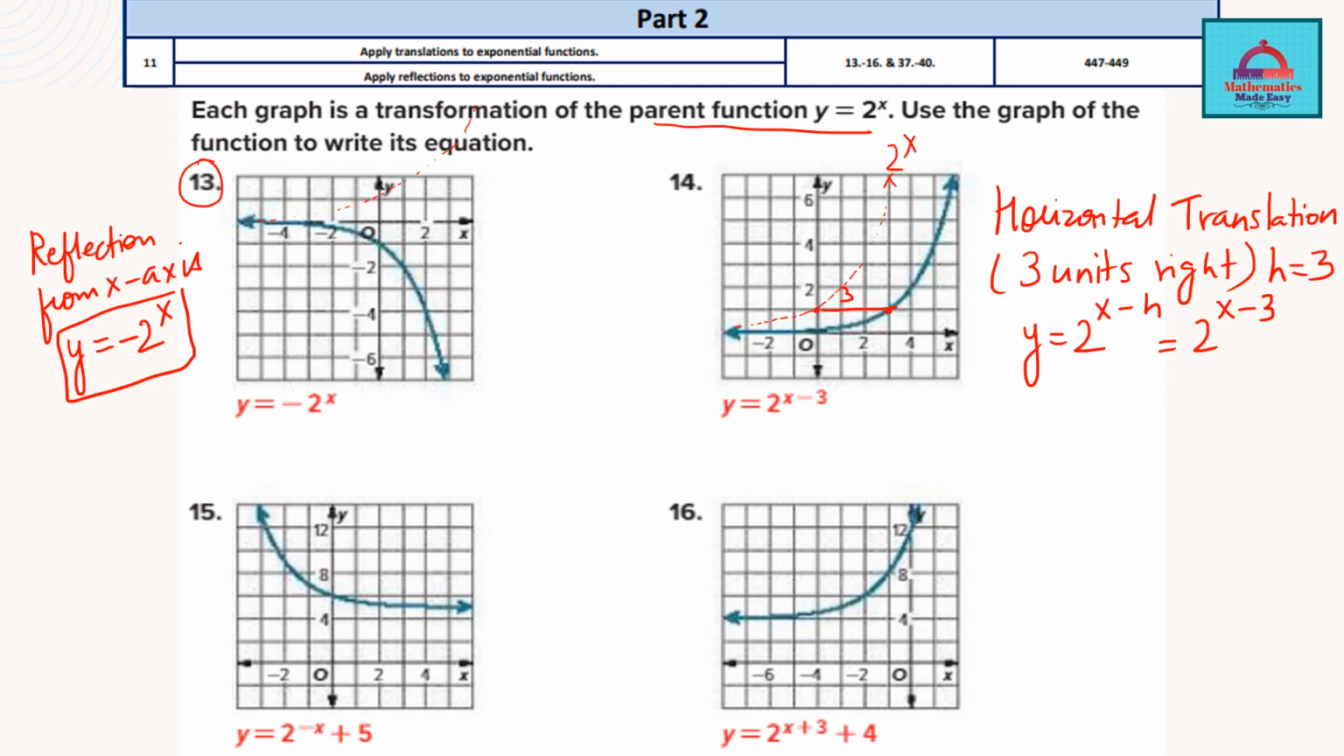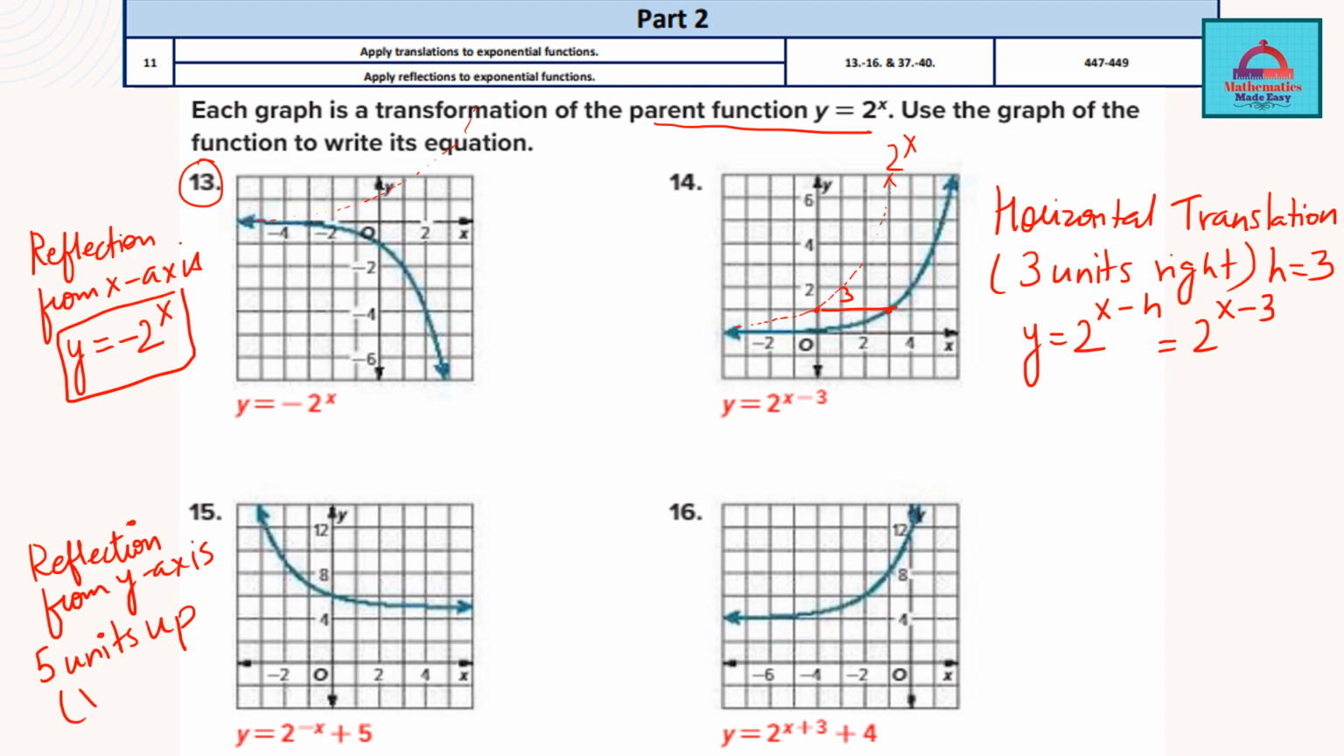Okay, in a similar way, let's look at this question. Again, this was the parent graph and now the graph is in the opposite direction. So this is a question on reflection, but this time the reflection is from the y-axis, and after the reflection also the graph has gone up. So how many units has it gone up? If you count similarly, it has gone 5 units up.